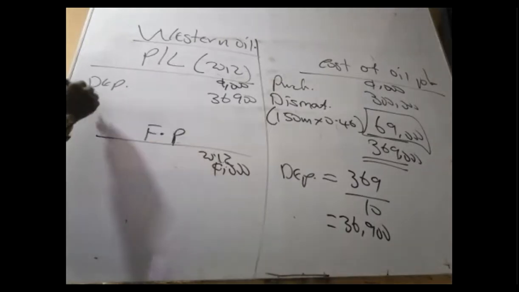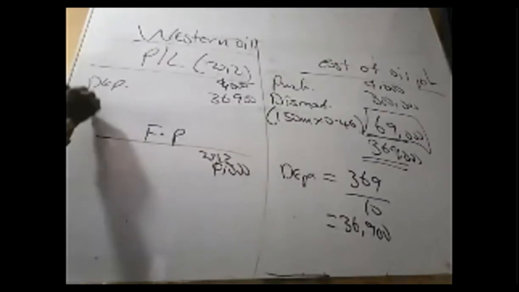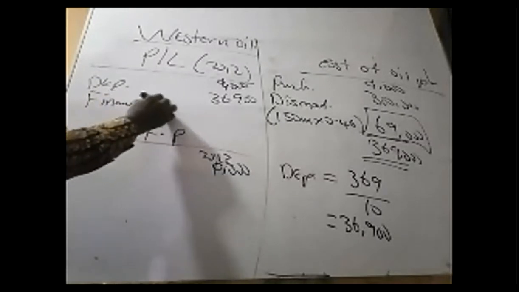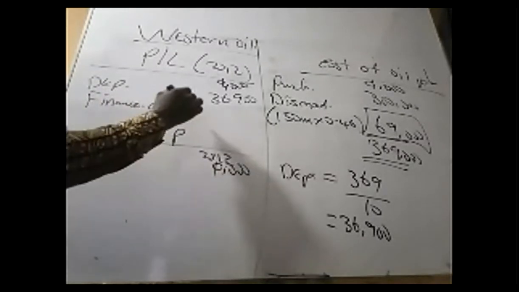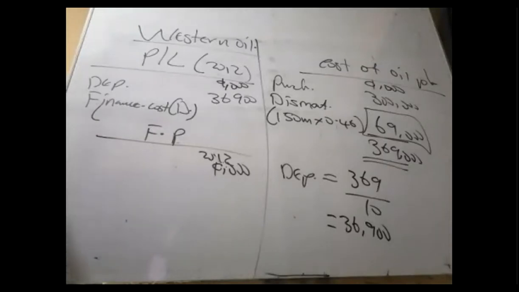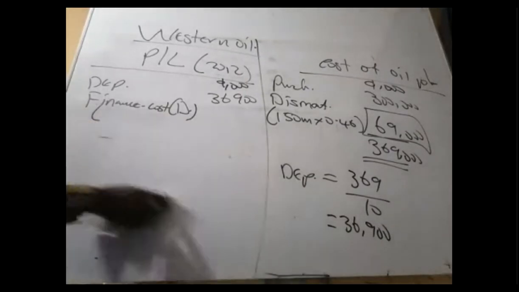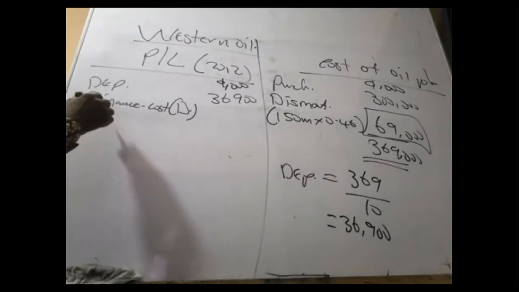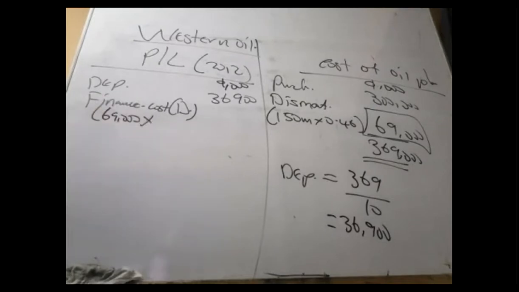So call it here dismantle cost. We call it finance cost. We charge it to what? Finance cost, in brackets, the dismantle cost. Open your bracket. Tell the examiner that it is the present value that we calculated. That is 69,000 times the cost of capital.